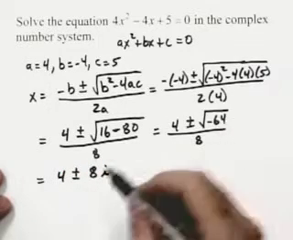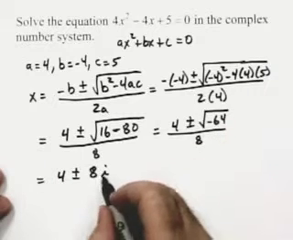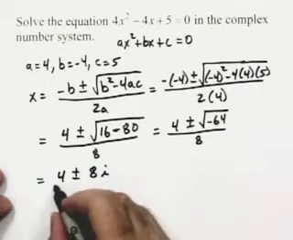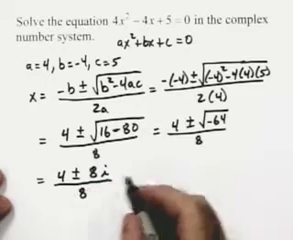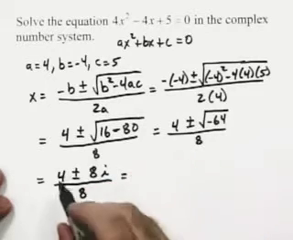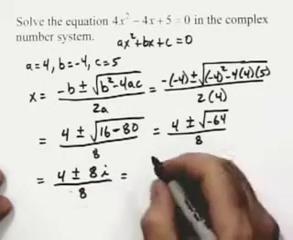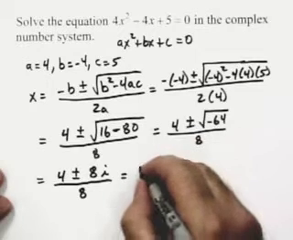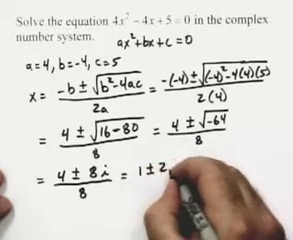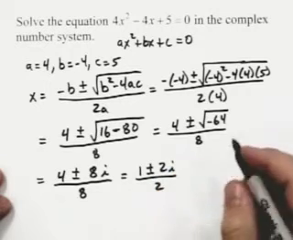The square root of 64 is 8. The square root of negative 1 is the imaginary unit i. All of that divided by 8. There's a common factor of 4 that we can cancel. This will end up giving us 1 plus or minus 2i divided by 2.